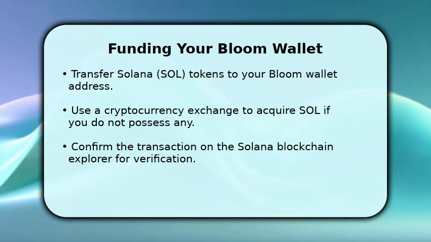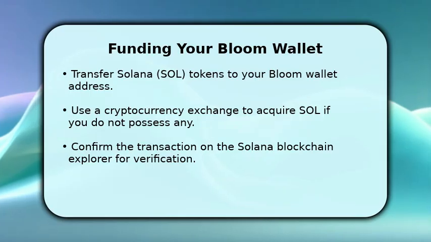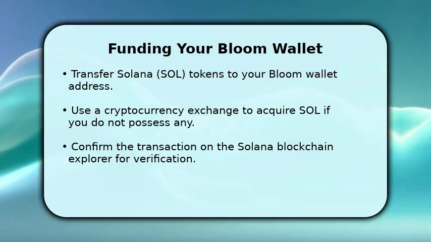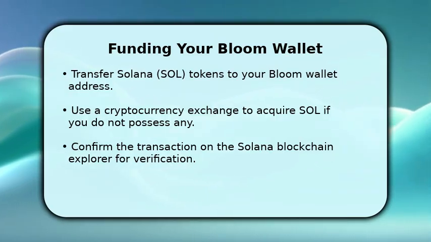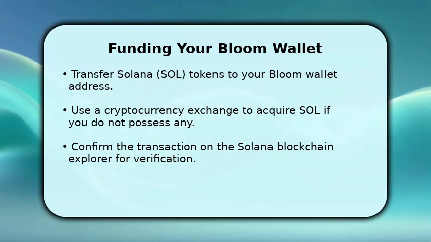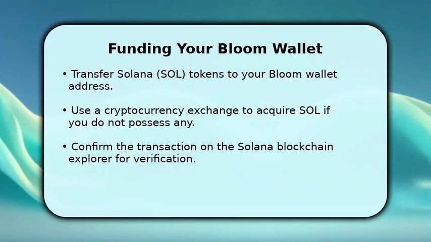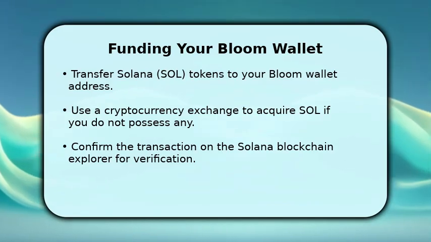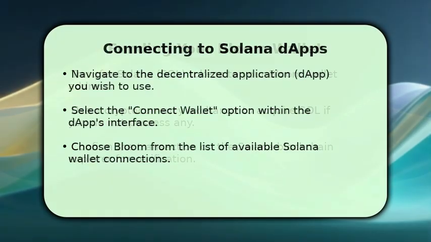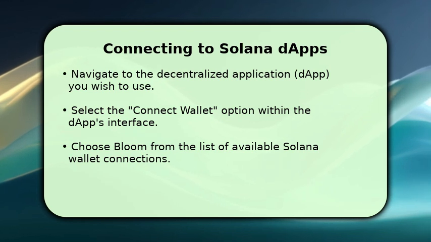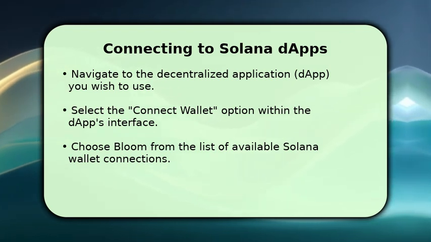Now that your Bloom wallet is ready, the next step is to fund it with Solana or SOL tokens. You can transfer SOL directly to your Bloom wallet address from another wallet you own. If you do not currently possess any SOL, you can easily acquire it through a reputable cryptocurrency exchange. After initiating the transfer, it is always a good practice to confirm the transaction on the Solana blockchain explorer to ensure everything processed correctly. With your Bloom wallet funded, you are now ready to connect to various decentralized applications, or dApps, on the Solana network.